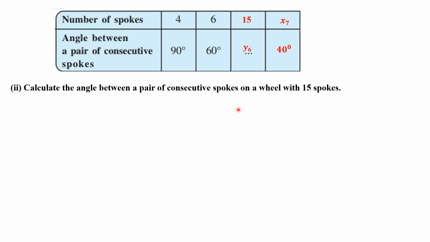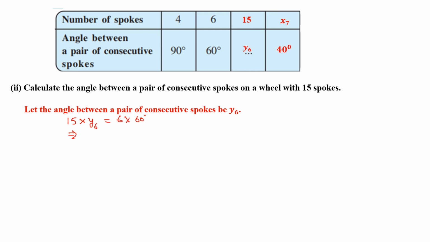I have already seen that the number of spokes and the angle between the pair of consecutive spokes are in inverse proportion, right? Just now I have discussed in the previous part. So what I'm going to do, I will assume the angle between a pair of consecutive spokes be y6 when the number of spokes is 15. And as they are in inverse proportion, the product of x and y will be constant. So from here I can write 15 into y6 is equal to 6 into 60 degrees. And the value of y6 will be 6 into 60 degrees divided by 15. So 15 times 4. So from here I will get 6 into 4 equal to 24 degrees.